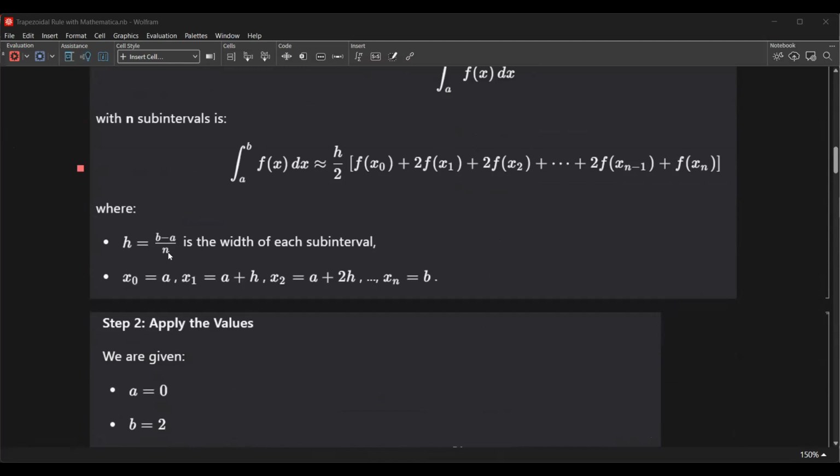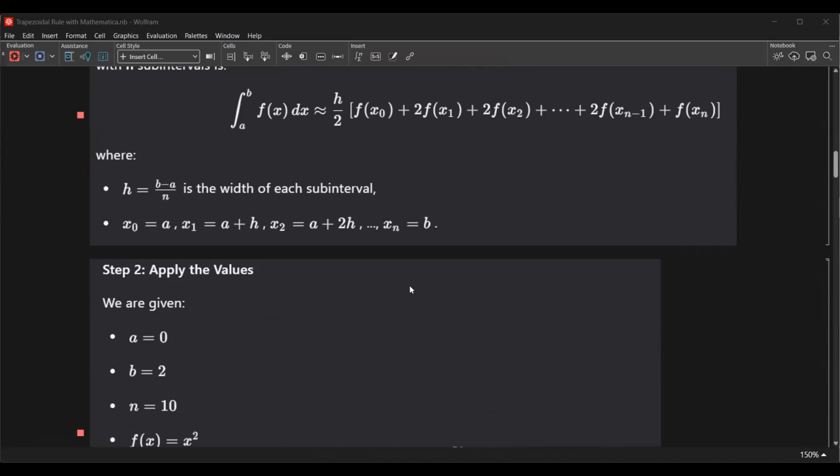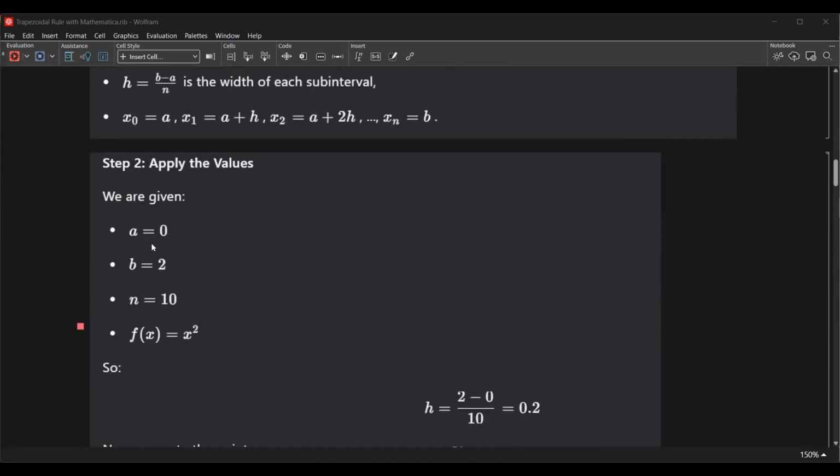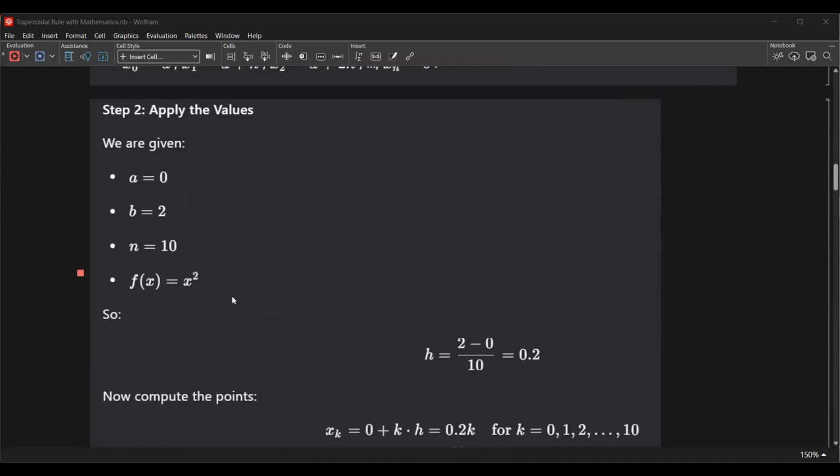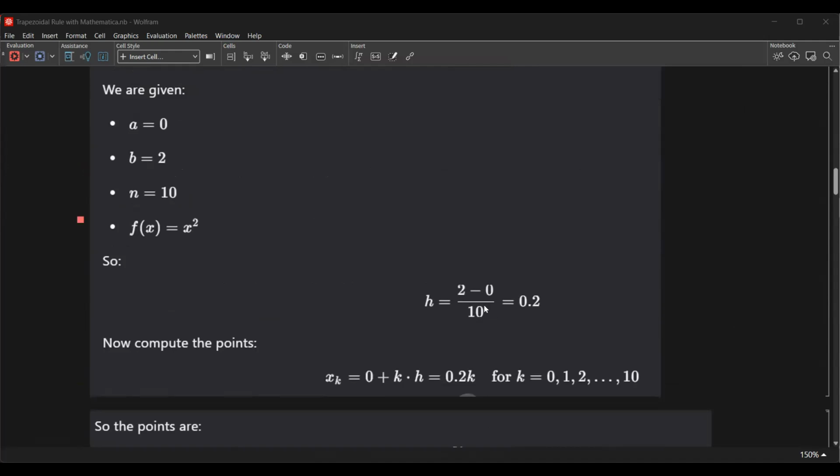So our h here is b minus a over n, where n is the number of subdivisions here. So this is the width of each subinterval. So x sub 0 is equal to a, x sub 1 is equal to a plus h, and x sub 2 is equal to a plus 2h. So x sub n is equal to b, the last vertical here. To apply the values here, we are given a equal to 0, b equal to 2, and n equal to 10, and f of x equal to x squared. So our h here is 2 minus 0 divided by 10, equal to 0.2.